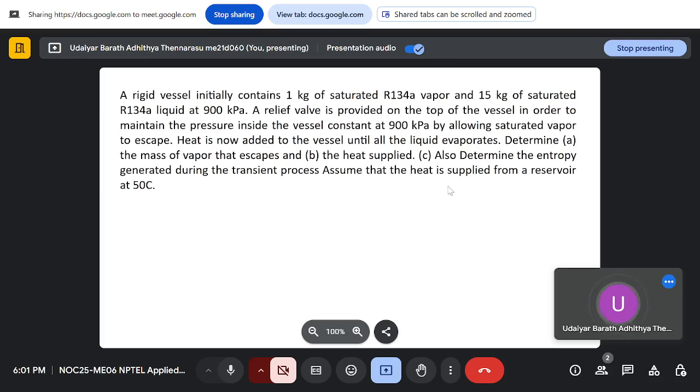Determine A, the mass of vapor that escapes, and B, the heat supplied. C, also determine the entropy generated during the transient process. And the assumption that is made is, assume that the heat is supplied from a reservoir at 50 degrees Celsius. So that's the question.